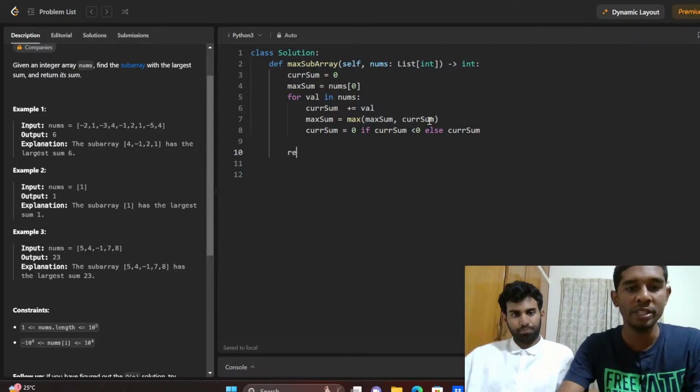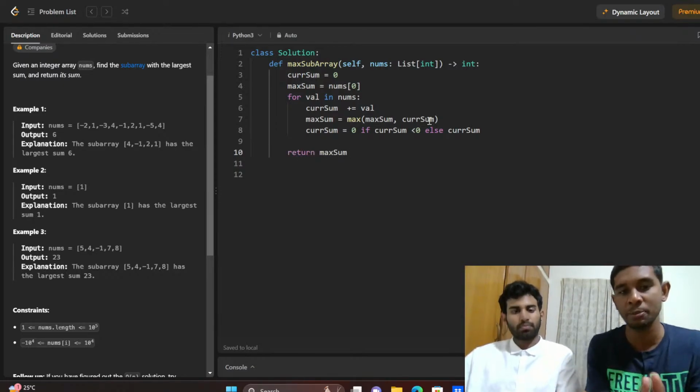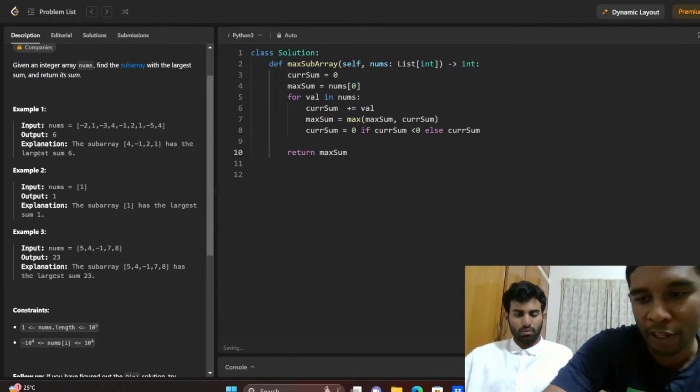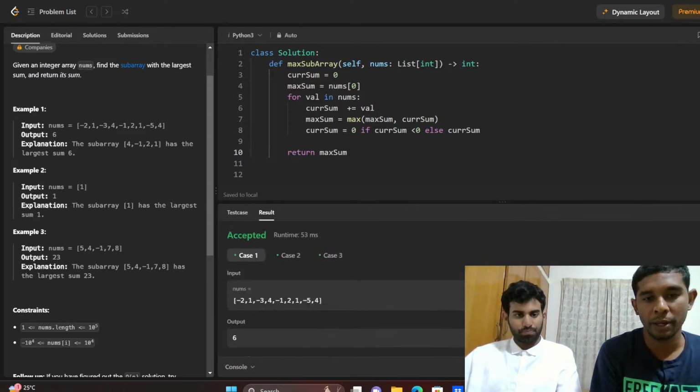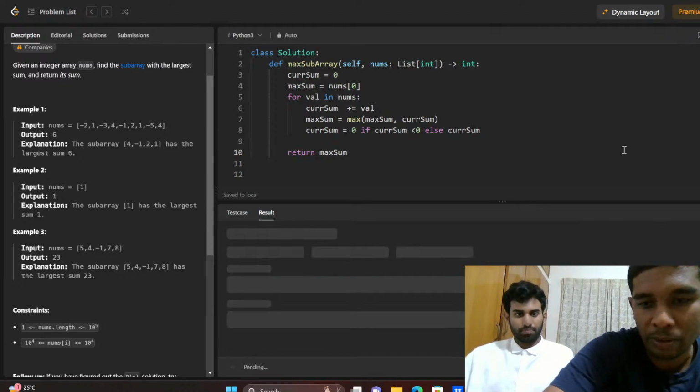Now, once we have done all this, our solution becomes very simple. We just return the maximum sum. So let's just run it. Yeah, let's submit it also.